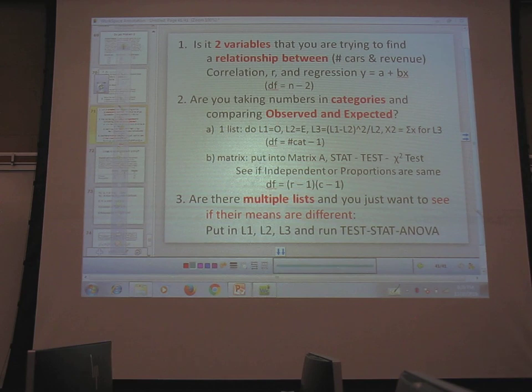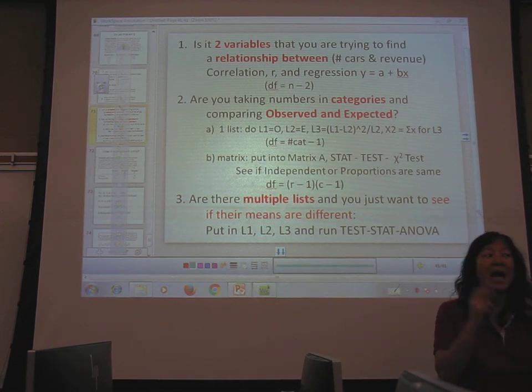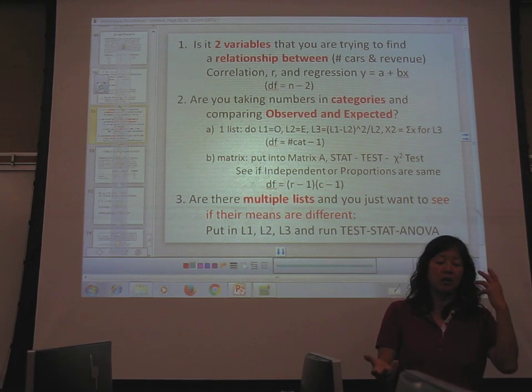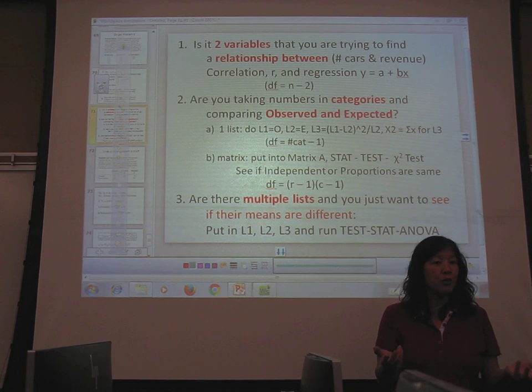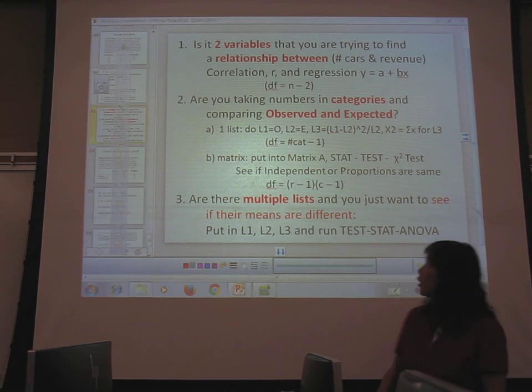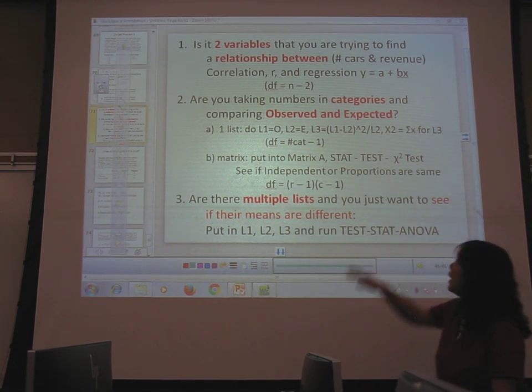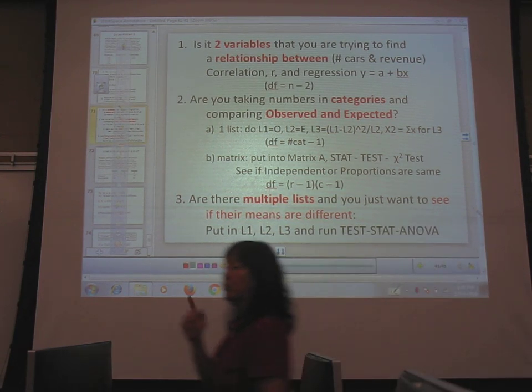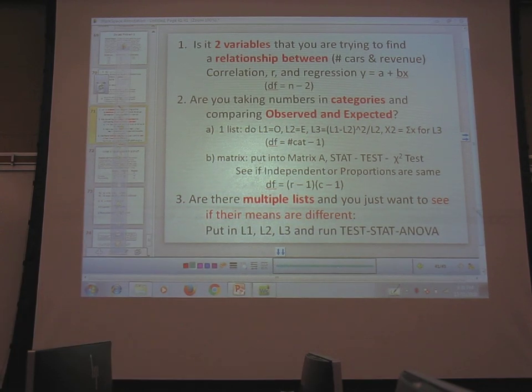So first of all, you have 2 different variables, not 2 categories, but completely different variables, like casino size and revenue. Are casino size and revenue 2 categories of the same variable? No. Are SUVs, sedans, and small cars different categories of the same variable? Yes. So if there are 2 different variables, then we're looking for a relationship, a correlation between them. Then that's the first thing, chapter 10, correlation and regression.